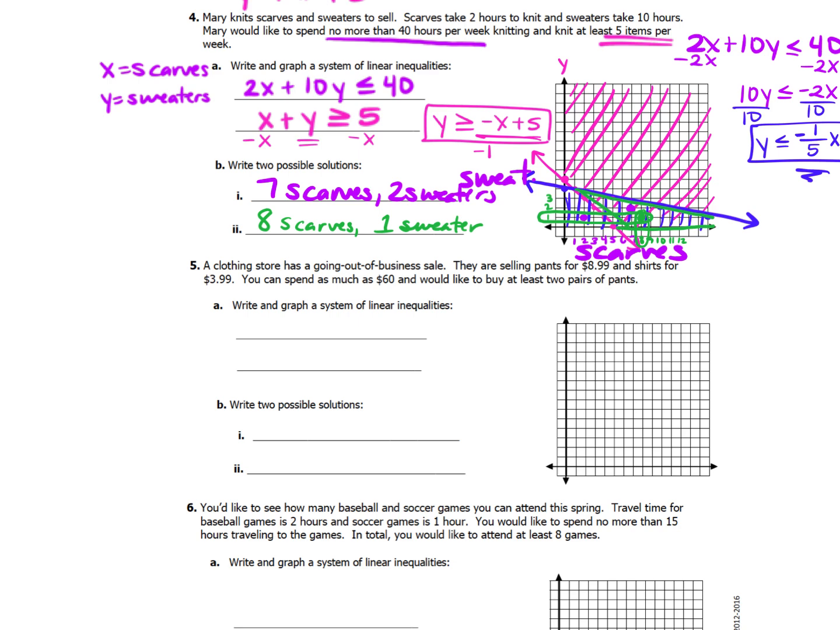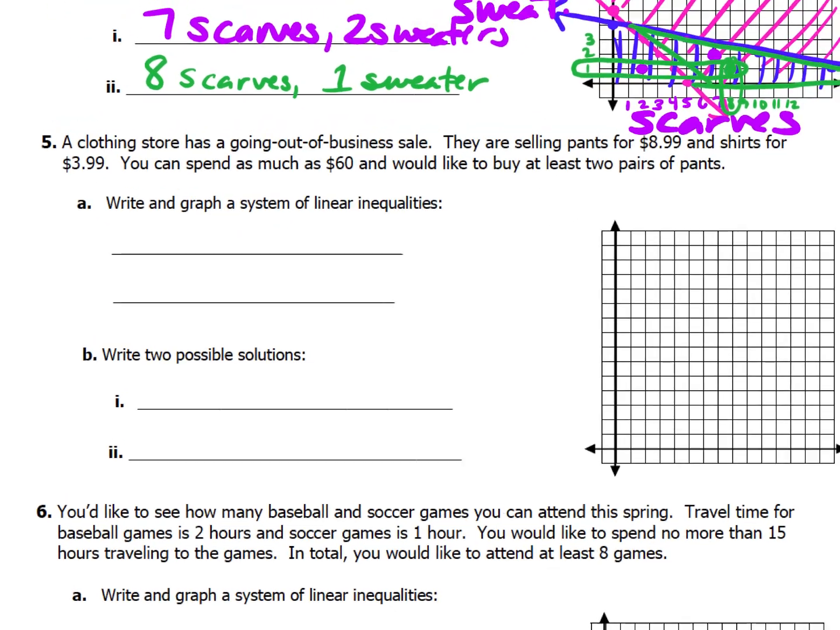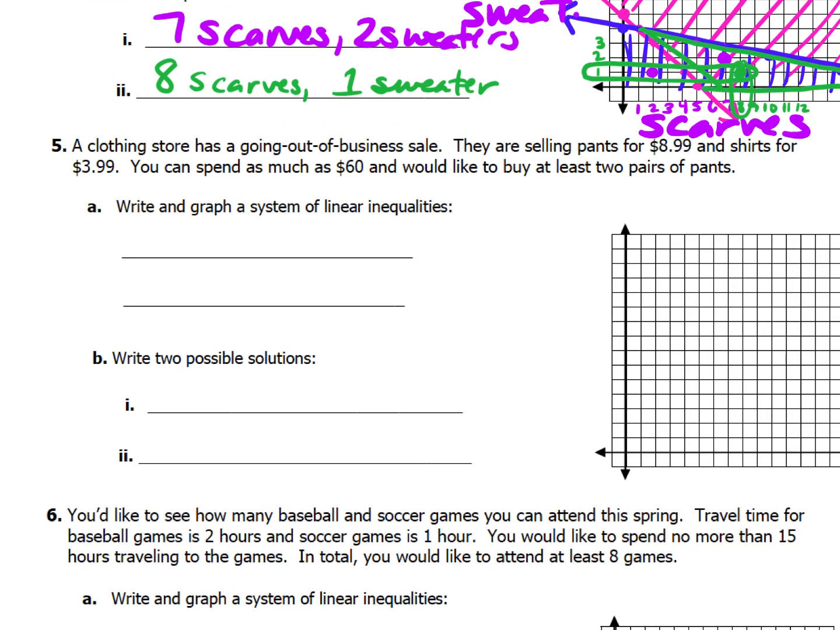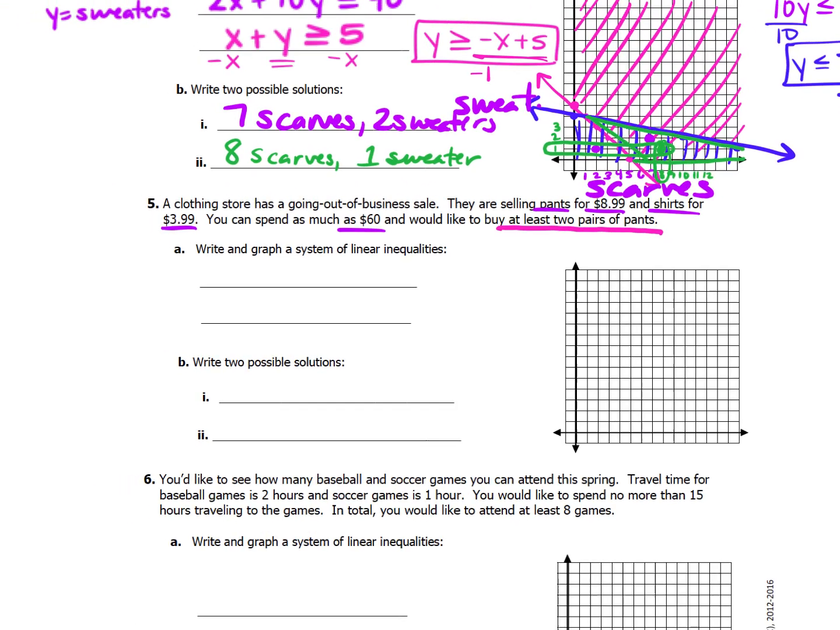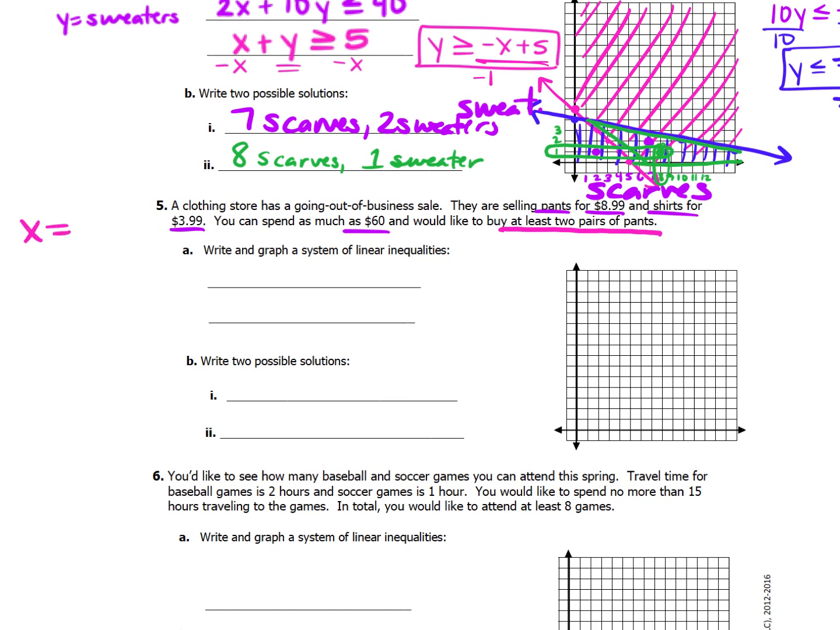Okay, this last one we're just going to set up, but I'm not going to solve it because I think we're going to run out of time and I'd rather let you get started on this. But let's take a look at this one. Number 5. It says a clothing store has a going out of business sale. They're selling pants for $8.99, shirts for $3.99. You can spend as much as $60, and you want to buy, this one's a little different, at least 2 pairs of pants. Okay, so your 2 unknowns right now, we're going to say X is pants, and we're going to say Y is shirts.